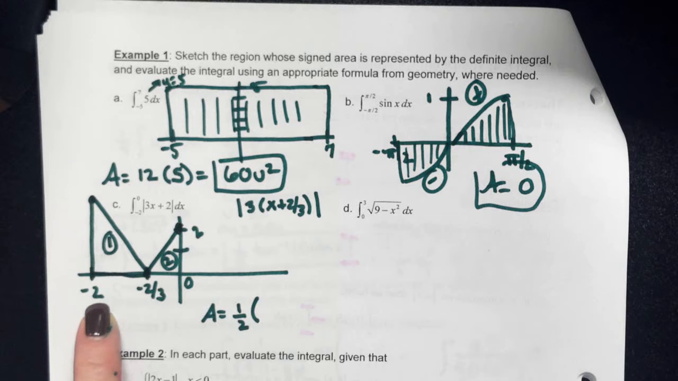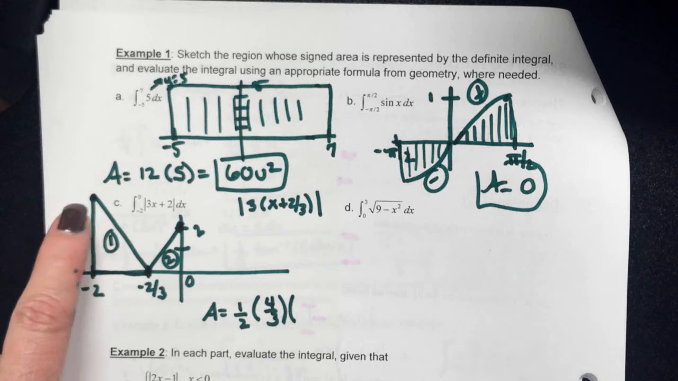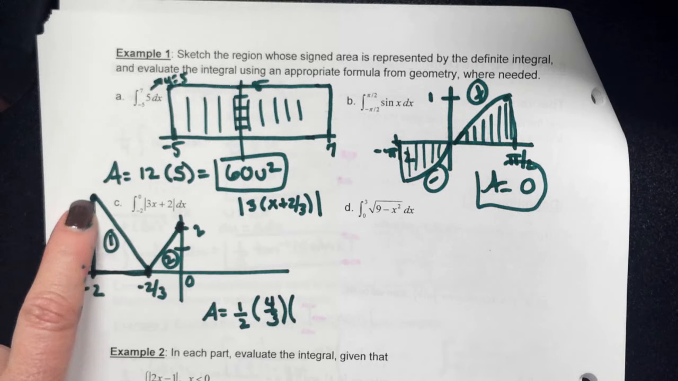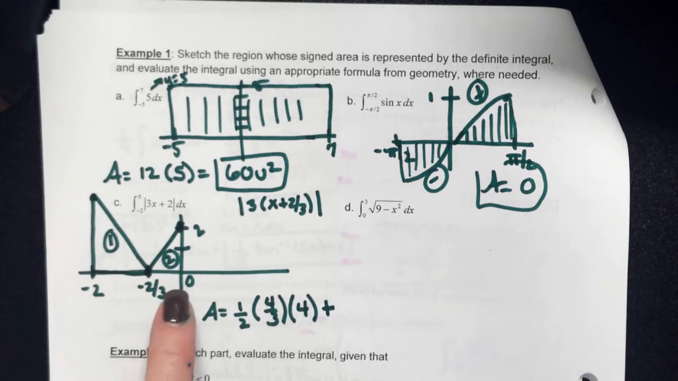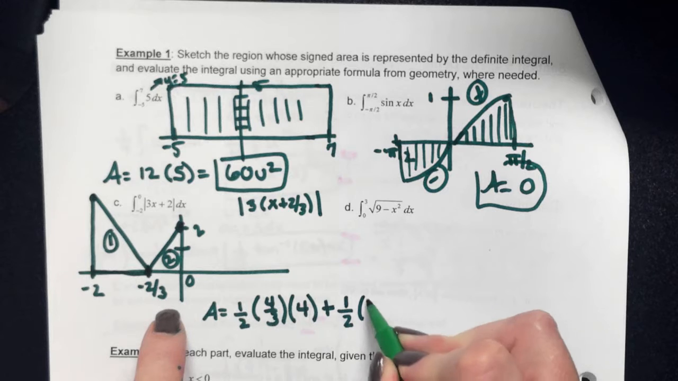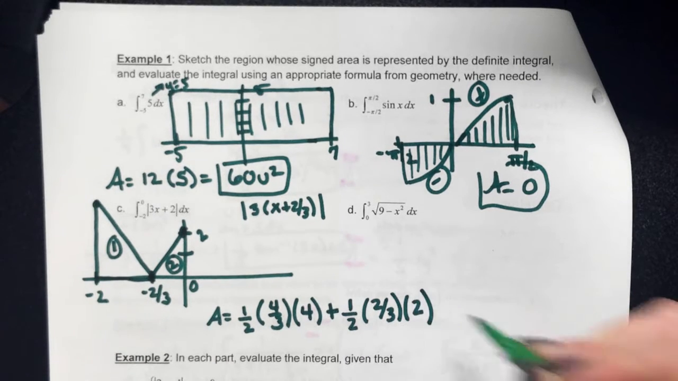It's going to be 4/3 times the height. What's the height of this first triangle? That's going to be a 4. So I'm going to add that then to the area of my second triangle. So 1/2 times a base of 2/3 times a height of what? 2.